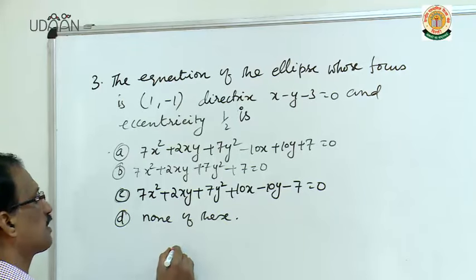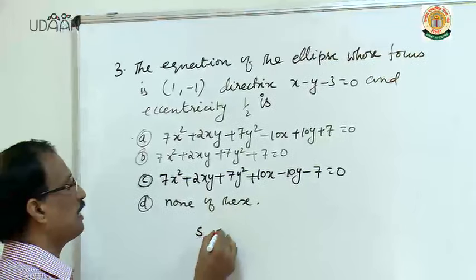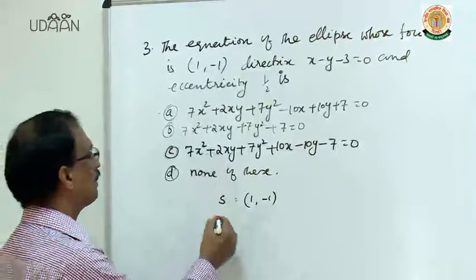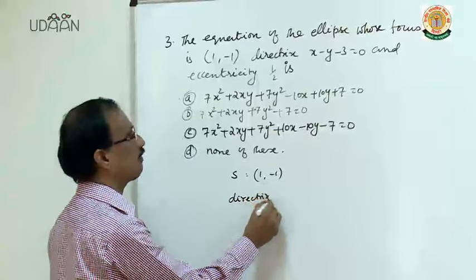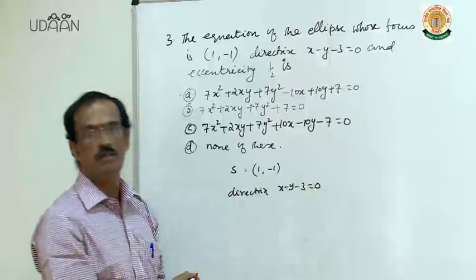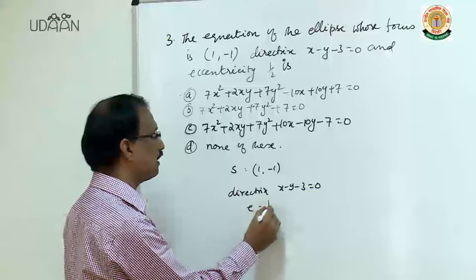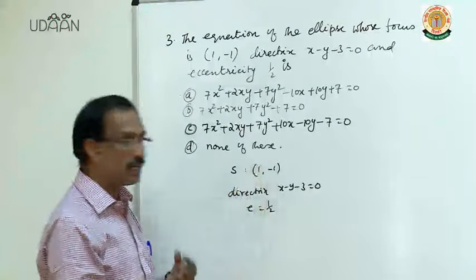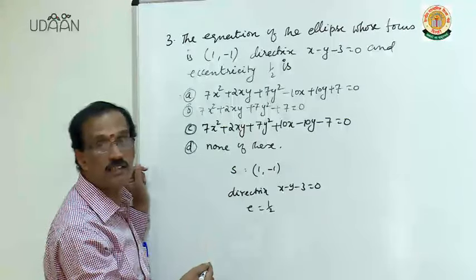The focus, that is S, is given as (1, -1). And then the directrix equation is given, x minus y minus 3 equal to 0, and the eccentricity e is given as half. These three pieces of information are given, so in what format can we find the equation of the ellipse?